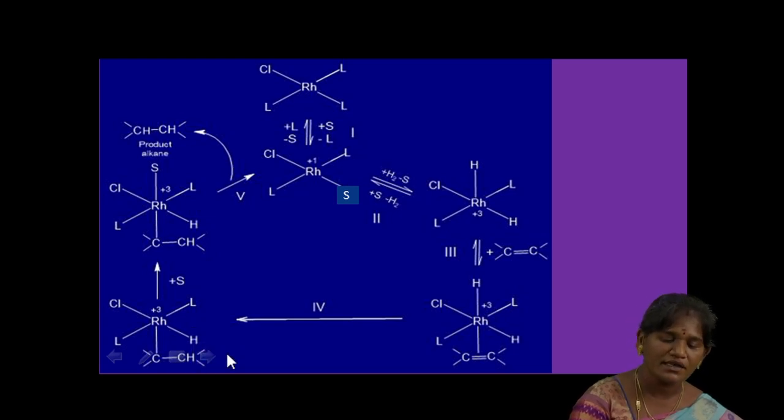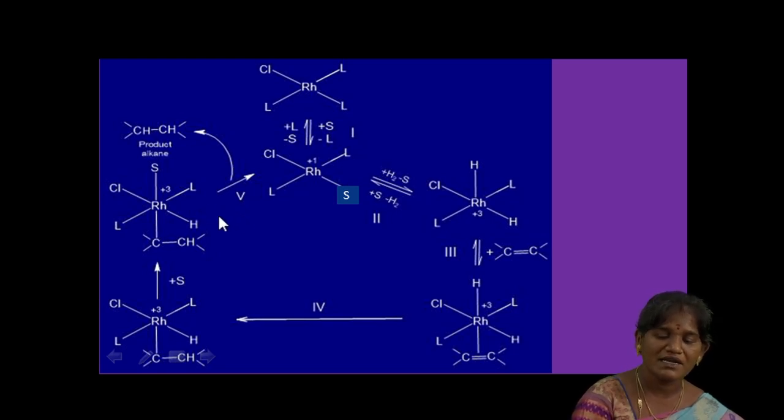In the next step, addition of solvent takes place, so it will form the solvate complex. Here there is no change in the oxidation state of rhodium, which is +3. After the solvation, the oxidation state of rhodium is also +3.